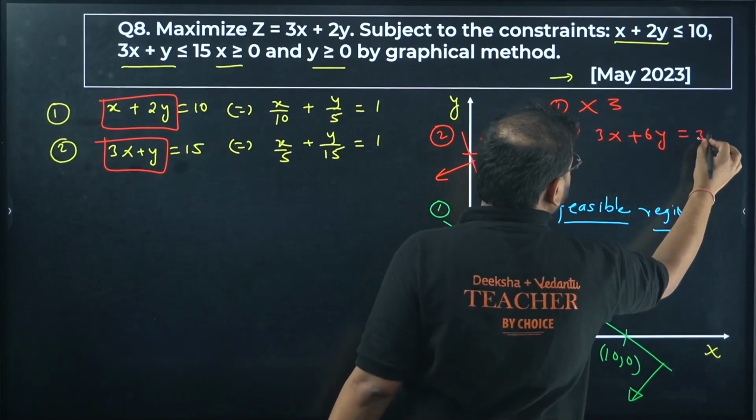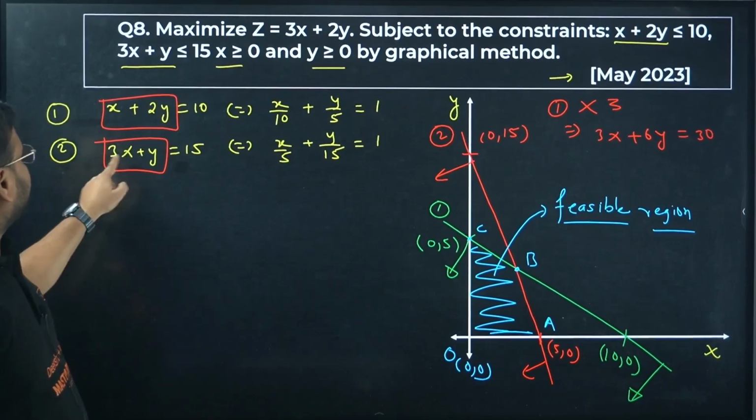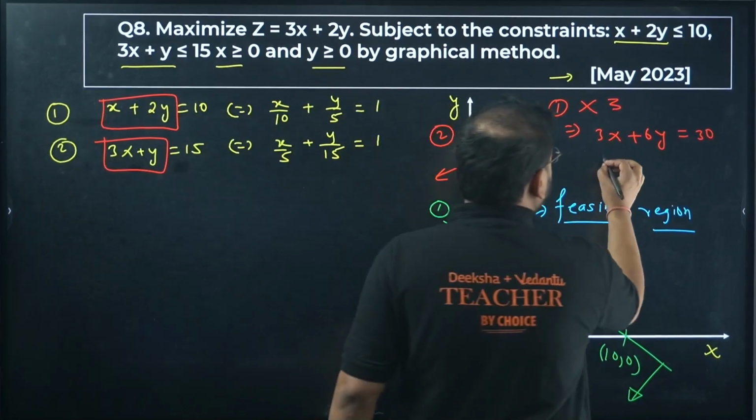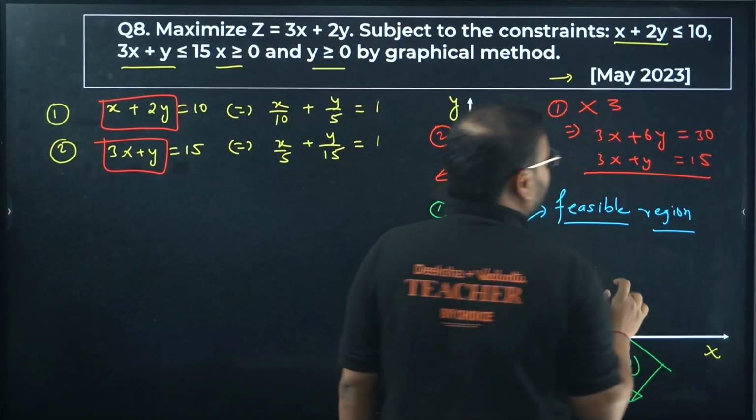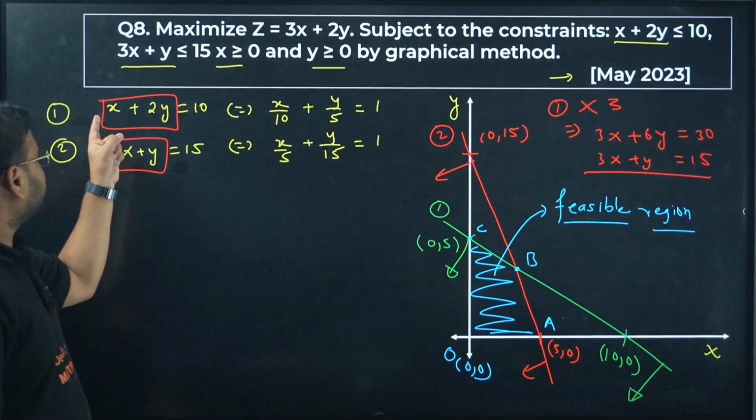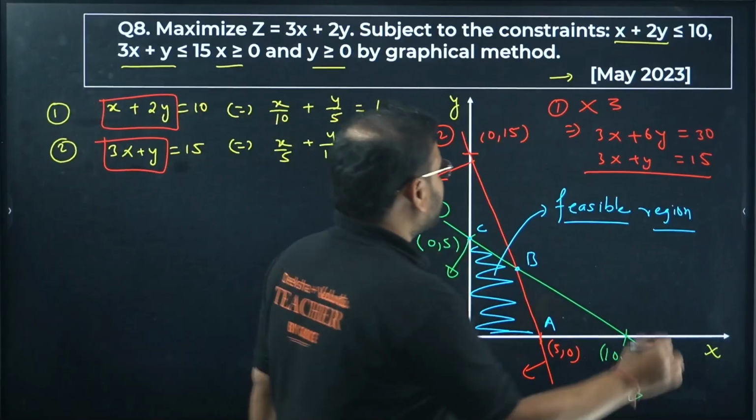Am I right? 3x, 6y and 30. Next one, 3x, y and 15. Write that here. 3x, y and 15. That's the second equation, right? First is 3x, 6y and 30. Second is 3x, y and 15. The second equation is written. Subtract them to solve it.